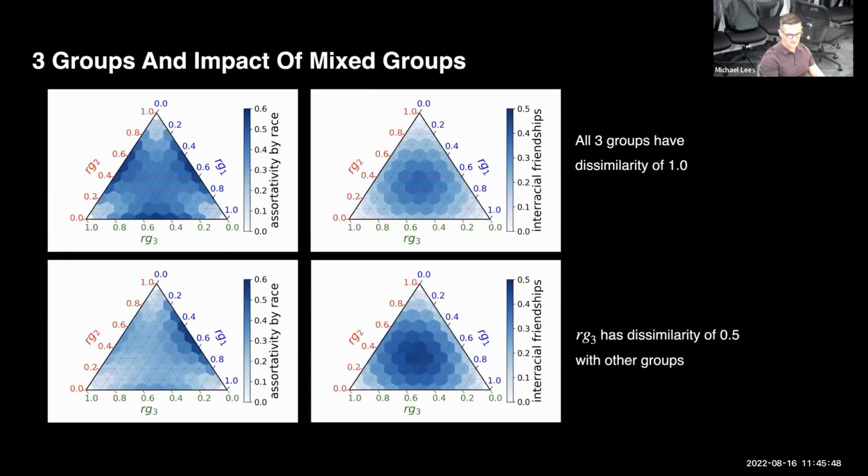Now, one thing that we found from that original result is that in the schools where we were overestimating segregation, what was happening is those were schools with a mixed race group. So it seems that these mixed race groups are acting like a bridge between the two groups that are there, which is kind of remarkable.